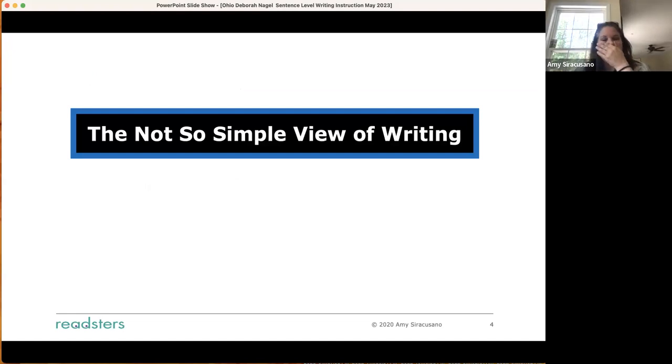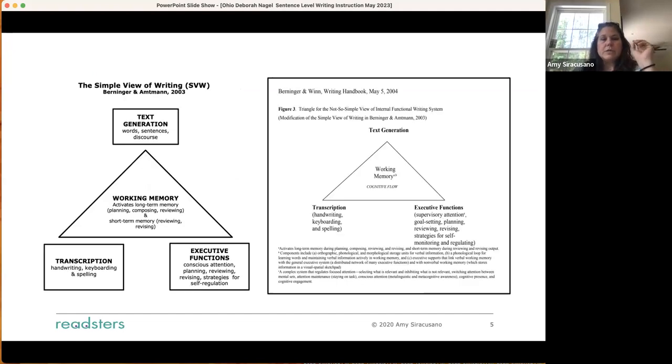So let's begin with the newest model that is out there from 2004 called the Not So Simple View of Writing. So I have two models here. I have one on the left side of the screen and one on the right side of the screen, and that is intentional. So recently, I actually got to speak personally with Virginia Berninger. She's one of the researchers within this model. She's pseudo retired at this point, maybe not so much. She loves to have conversations about this.